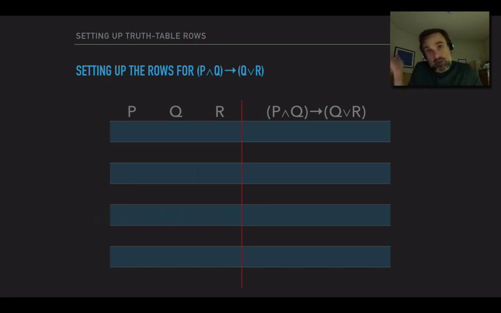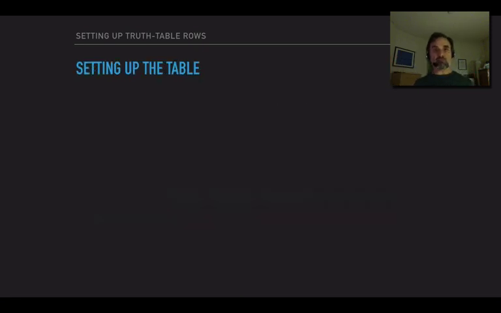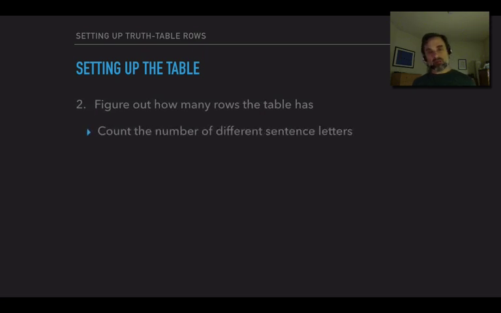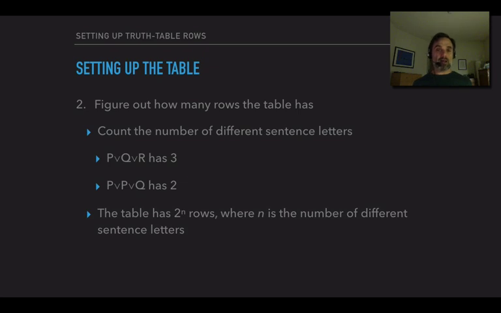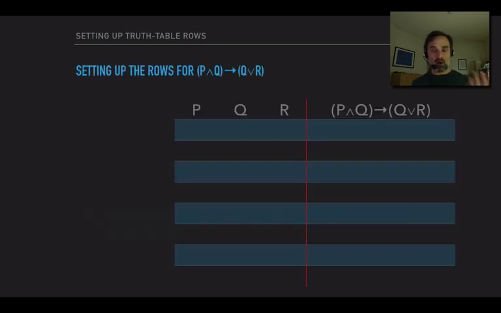The second step is we have to decide how many rows to put down. How many should we make? Well, there's a formula for this. You need to count the number of different sentence letters. So P or Q or R has 3, P or Q has 2. And then the table has 2 to the n rows, where n is the number of different sentence letters. So for example, in our case, with if P and Q, then Q or R, well, there are 3 letters because there's P, Q, and R.